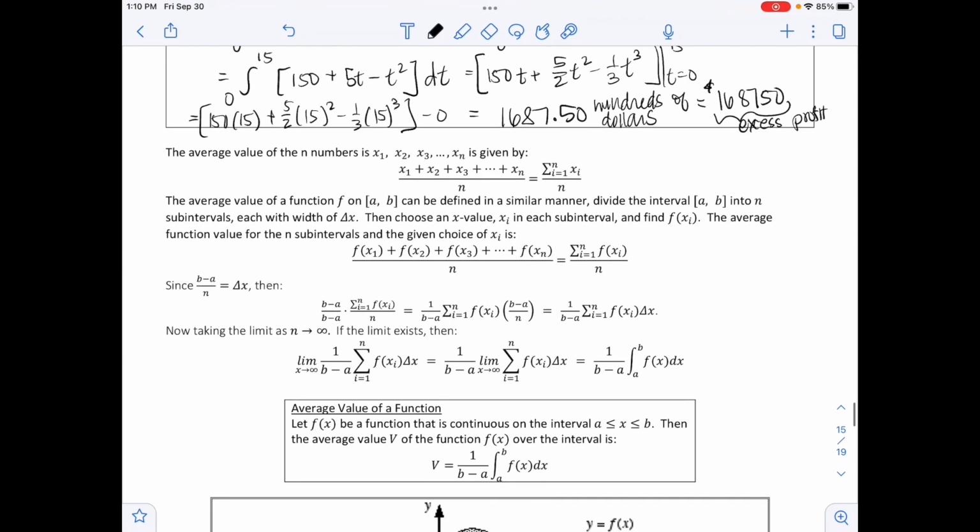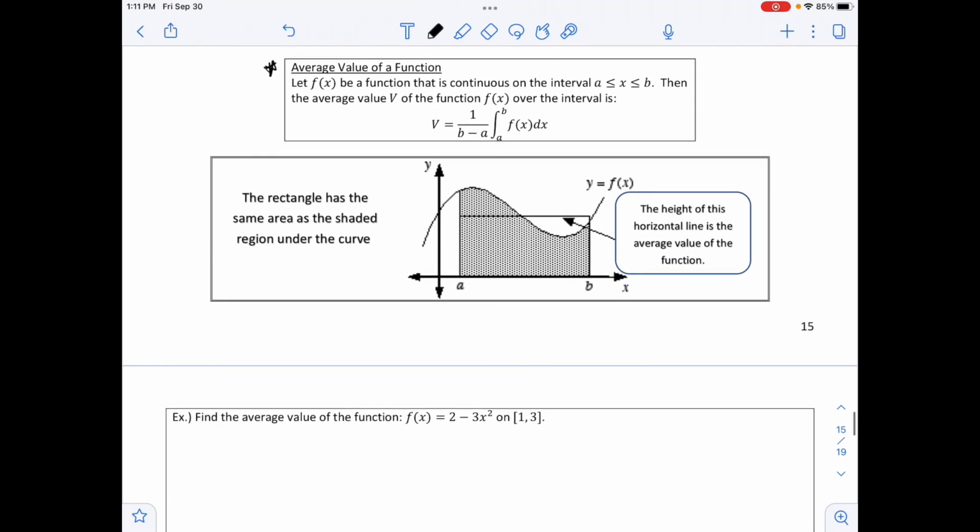And since delta x is going to be b minus a over n, like we saw earlier, if we multiplied that to the top and to the bottom, we can rewrite this and notice that we have 1 over b minus a, the sum of f of x of i, and then b minus a over n is the same thing as just delta x. And then from there, if we take the limit as n approaches infinity, we saw earlier we can rewrite that as an integral. And so we have 1 over b minus a, the integral from a to b of f of x dx. And so definitely a formula to know is going to be that average value of a function.